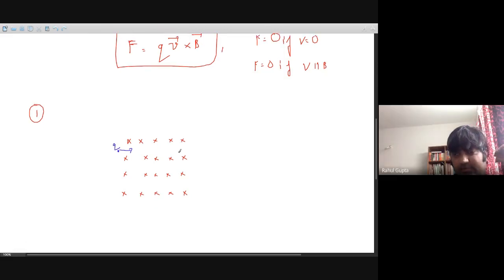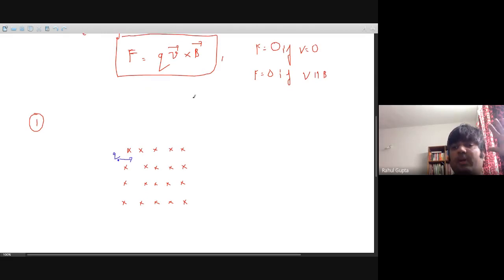So, now, for direction, if you apply proper cross product, where V is in this direction and B is going inside, in which direction will it experience the force? Can you tell me? And this is a positive charge.